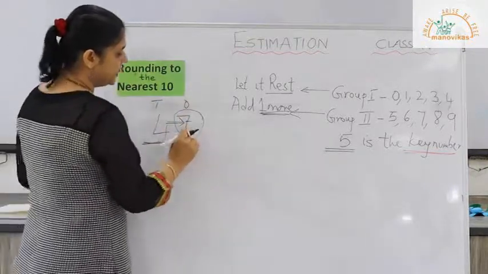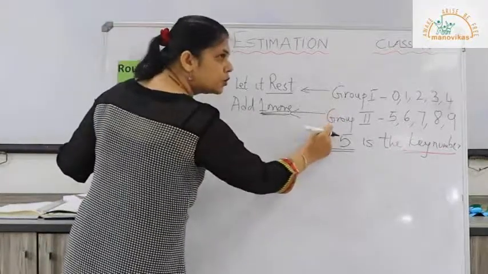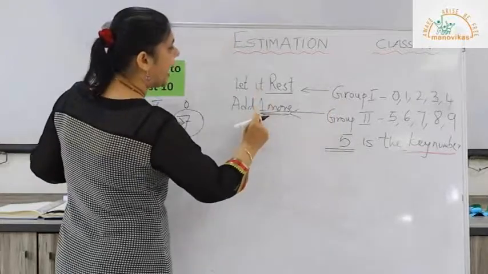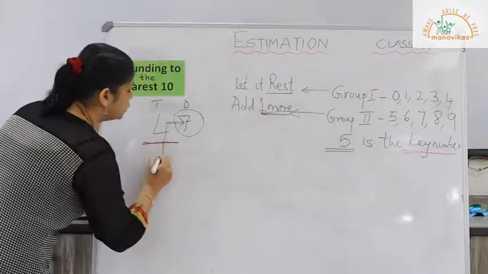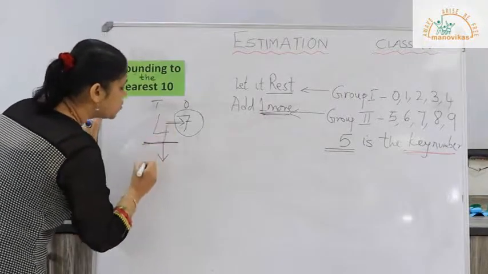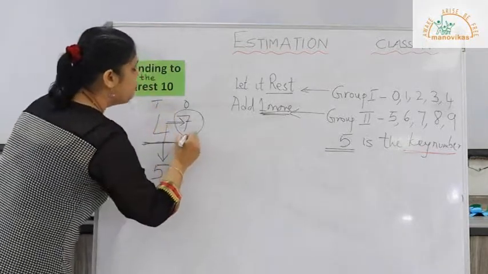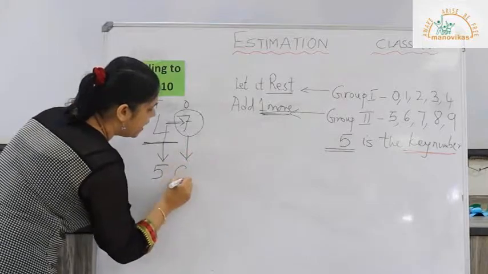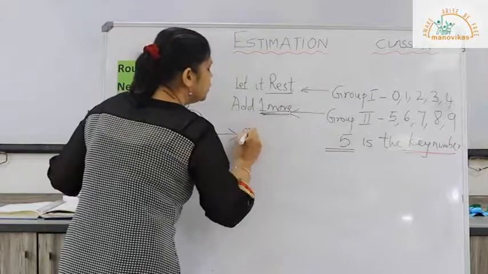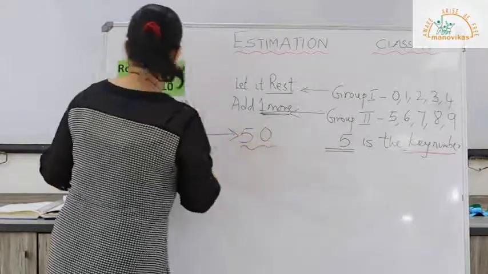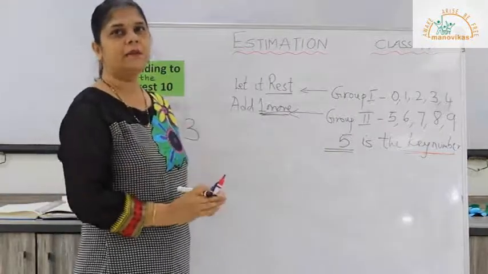This digit 7 belongs to group 2. So when it belongs to group 2, what do we do? We add one more. And where do we add one more? We add it to the tens place. So 4 plus 1 will become 5. And the remaining digits which follow the tens place will become 0. So 47 rounded to the nearest 10 will be how much? 50. Understood?